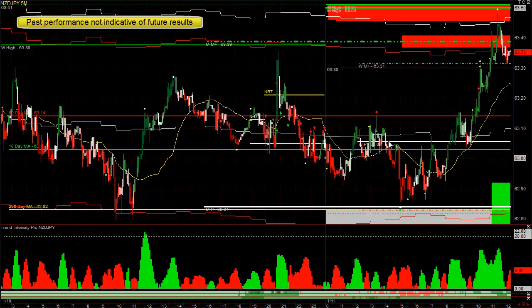There's no pullbacks, and it's kind of hovering between this fib level down here. Nobody wants to sell right in front of major support, monthly pivot, 200-day moving average, and a fib level, and yesterday's low. There's no reason to sell right in front of all that likely buying area.